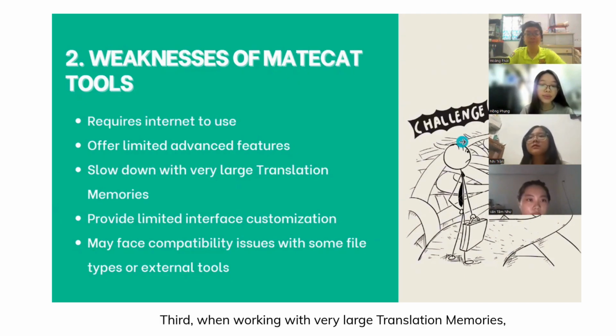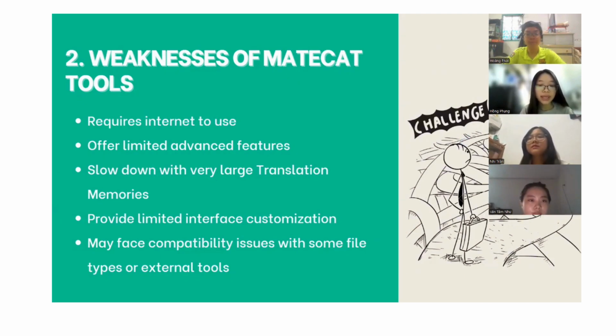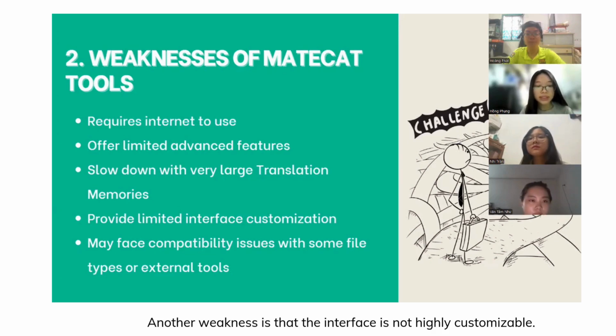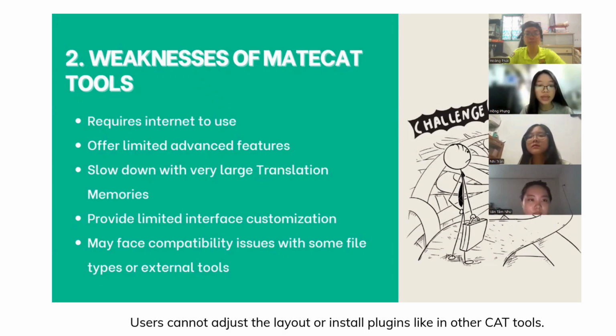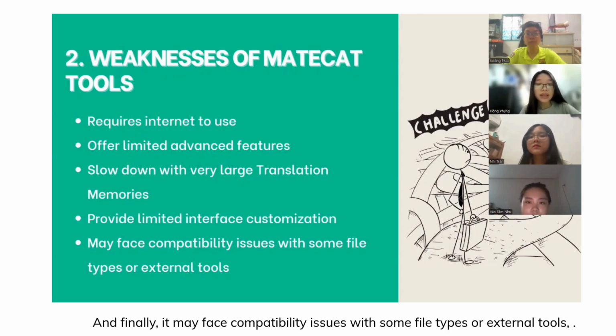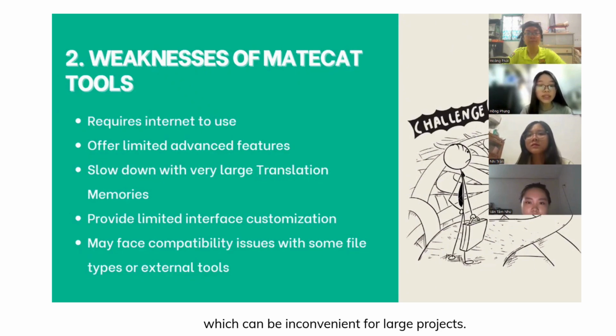Third, when working with very large translation memories, Matecat can become slower and less responsive. Another weakness is that the interface is not highly customizable. Users cannot adjust the layout or install plugins like in other CAT tools. And finally, it may face compatibility issues with some file types or external tools, which can be inconvenient for large projects. And that's all for the strengths and weaknesses of Matecat.